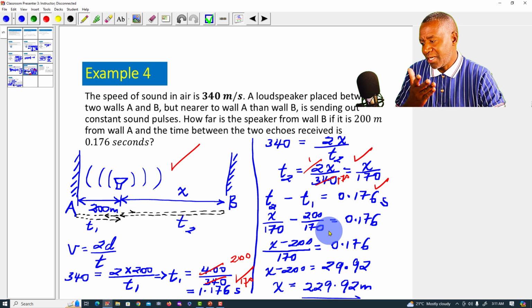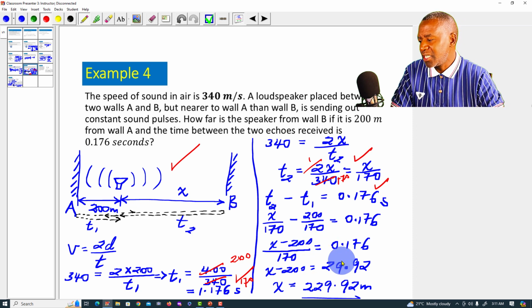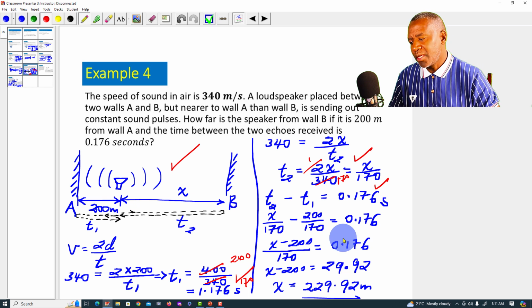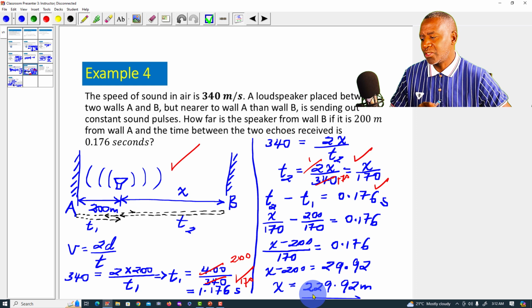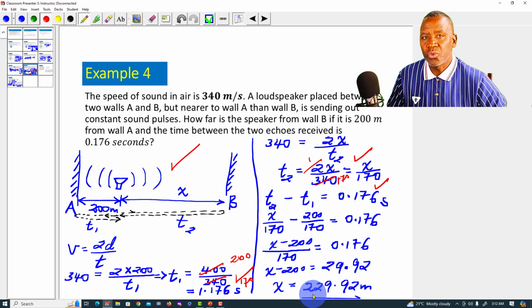If it's possible, then round them up. And this is just a mathematical manipulation, in which case you can use a calculator to confirm that the value of x is 229.92 meters.